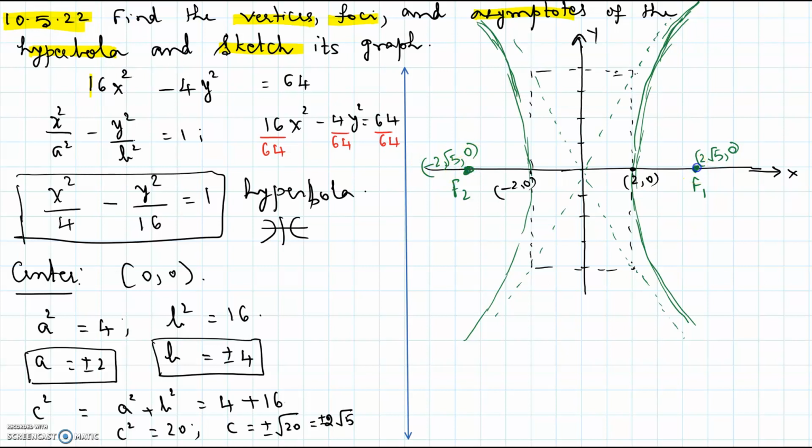So the foci. The asymptotes: y equals 2x, y equals plus or minus 2x.